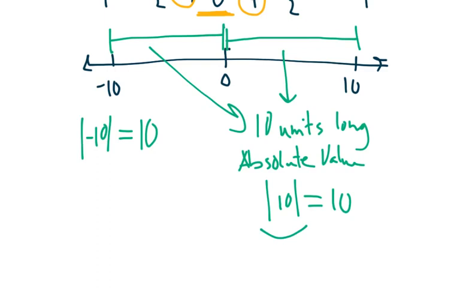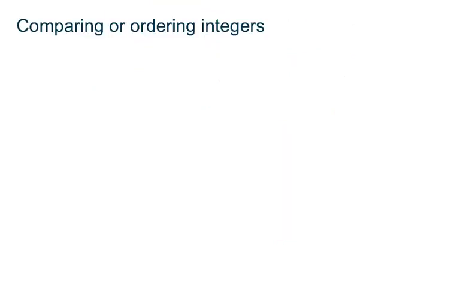All right, now that we've talked about number lines, let's talk about comparing and ordering integers. So essentially, we can use number lines to help us.